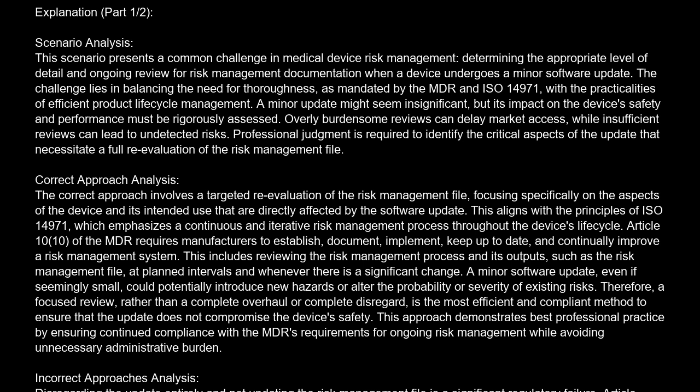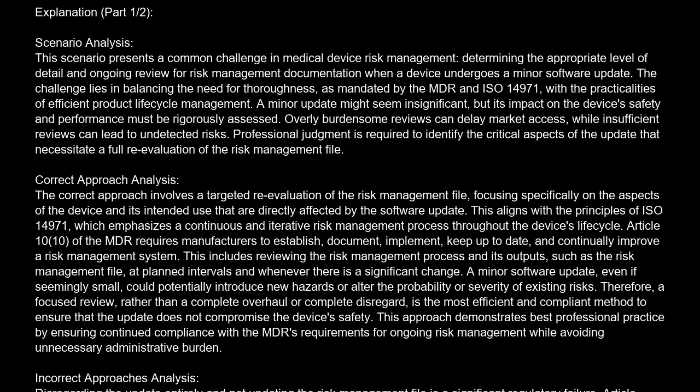A minor software update, even if seemingly small, could potentially introduce new hazards or alter the probability or severity of existing risks. Therefore, a focused review, rather than a complete overhaul or complete disregard, is the most efficient and compliant method to ensure that the update does not compromise the device's safety. This approach demonstrates best professional practice by ensuring continued compliance with the MDR's requirements for ongoing risk management, while avoiding unnecessary administrative burden.